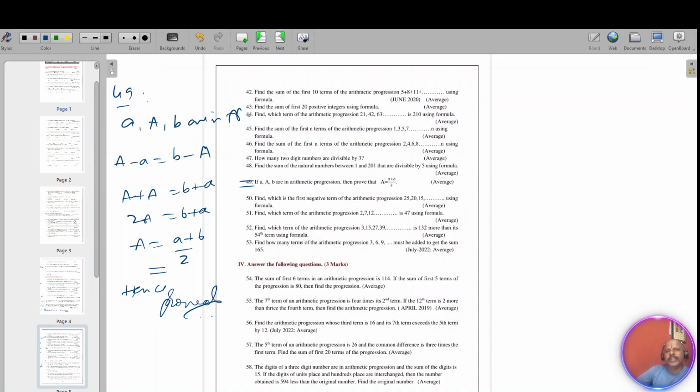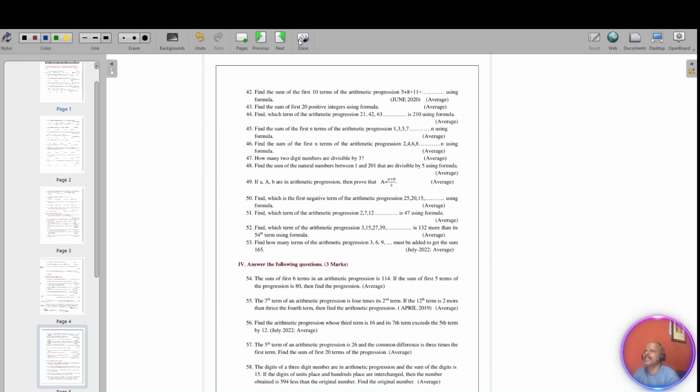Right? We know that, but they asked in a different method. Question 50, very important. Mark it. Find the first negative term of the AP. So we don't know the first negative term. Let's see. The AP is 25, 20, 15.